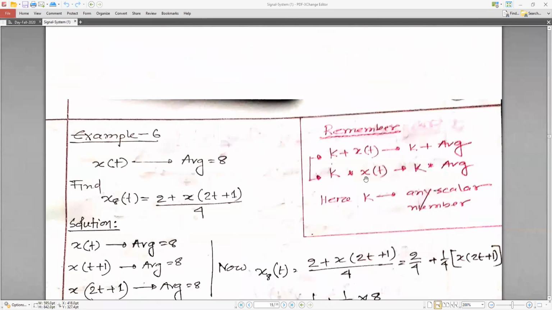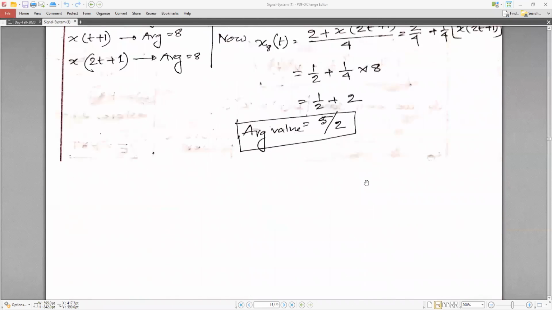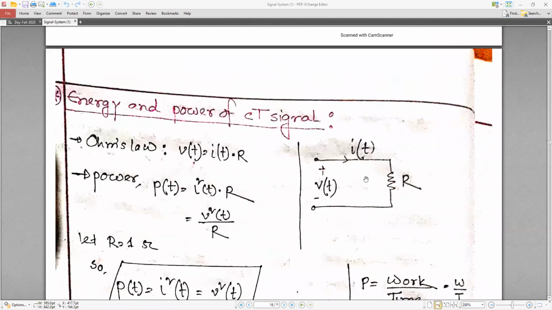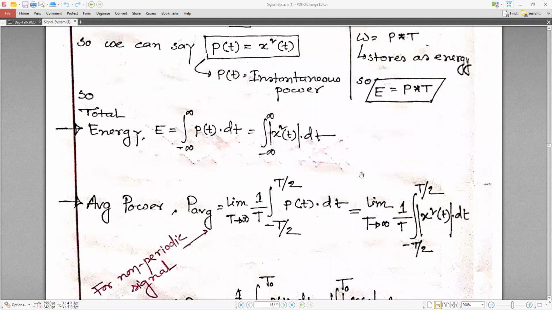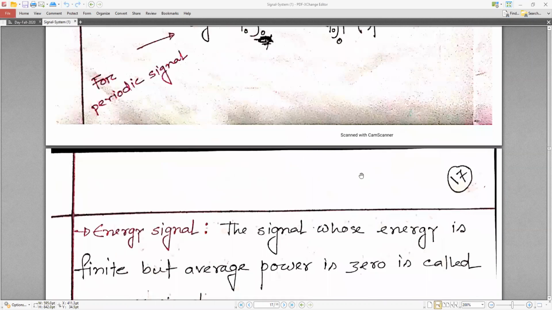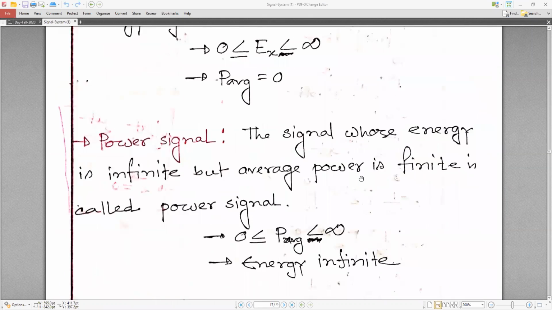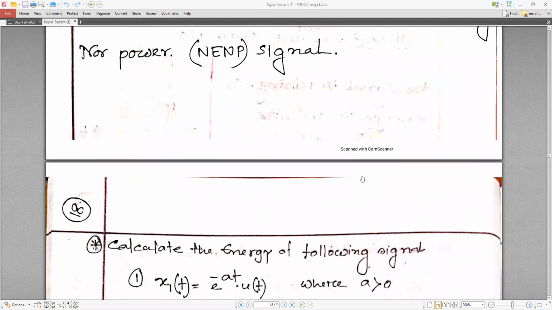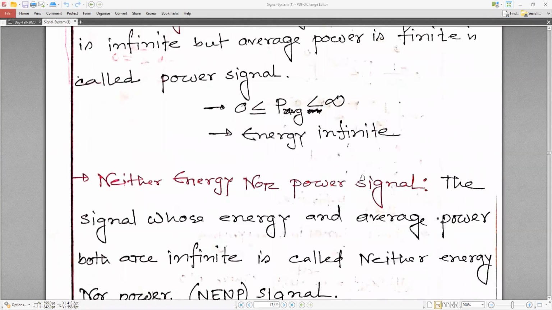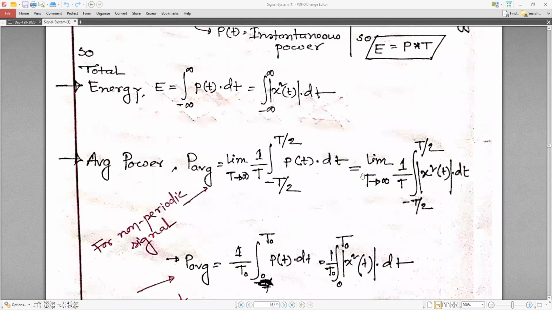Okay, just practice these things, because from the next class we will start energy and power signals, which is another type of signal. I do not want to start this today because it is something different. So energy and power signals, we'll start from the next class, inshallah.